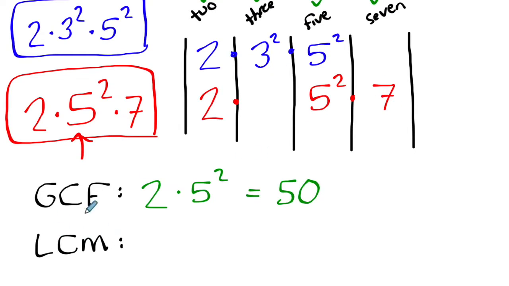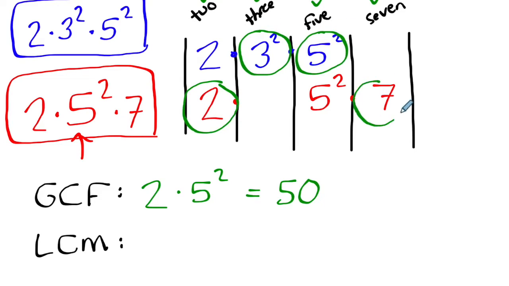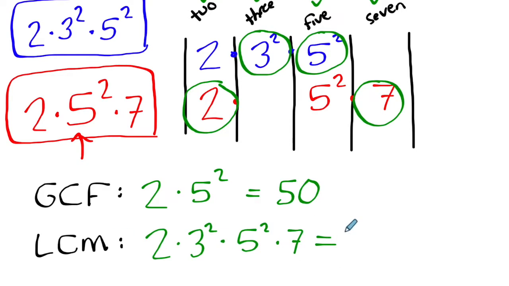And then the opposite of GCF, we don't want to take the smallest copy. We want to take the biggest copy. Let's take the biggest 2. Let's take the biggest 3. Let's take the biggest 5. Let's take the biggest 7. The LCM is going to be the multiplication of the biggest numbers. And guess what that means? That means we're going to get a pretty darn big number as our answer.